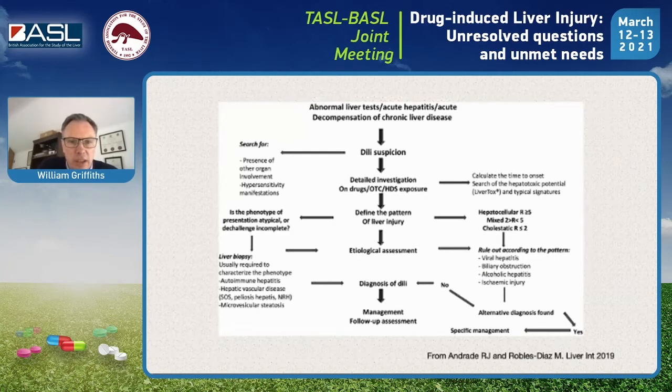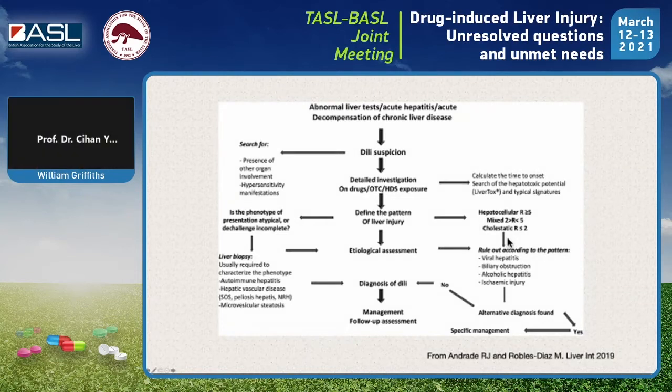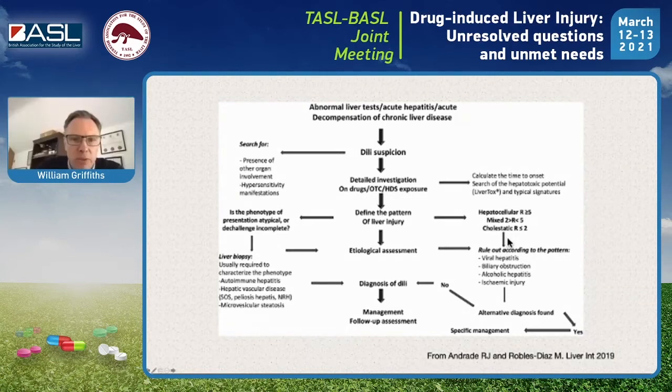Now, this is just an algorithm which I've taken from the open access review by the same group. Equally, you could look at the algorithm within the EASL guidelines, but essentially we can see that the R value is incorporated in terms of defining the pattern of injury, and other aspects of the algorithm are useful clinically in terms of excluding other forms of liver disease, the role of liver biopsy, and really just honing down that this is a diagnosis of DILI.